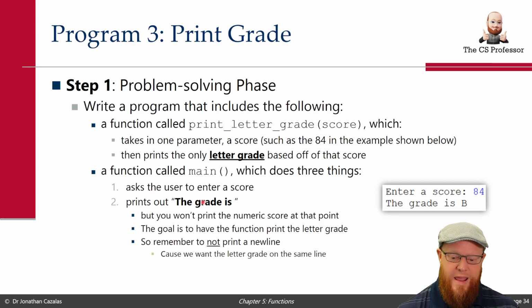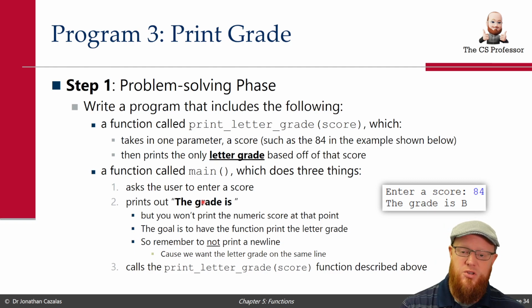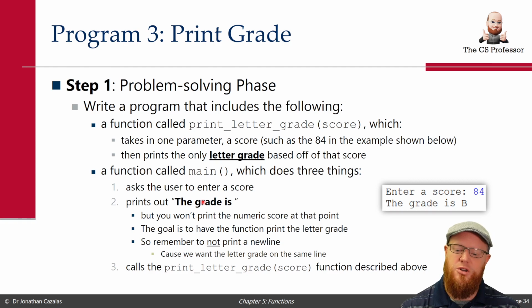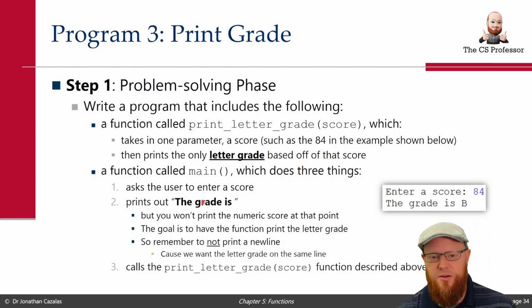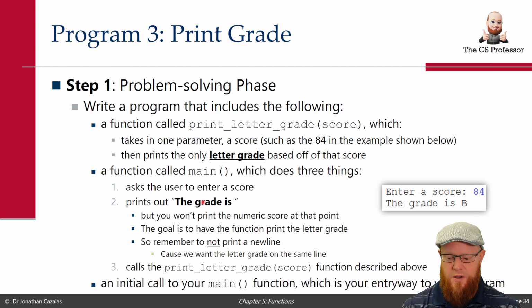You will print "the grade is", because what's going to happen now? We're going to call the print letter grade function, and we're going to send over the score to that function, and we're going to ask that function to simply print a B, or to print an A, or a C, or whatever the letter grade would be based off of the score. And then finally, your program needs to have an initial call to main. So that was a solution you saw briefly.